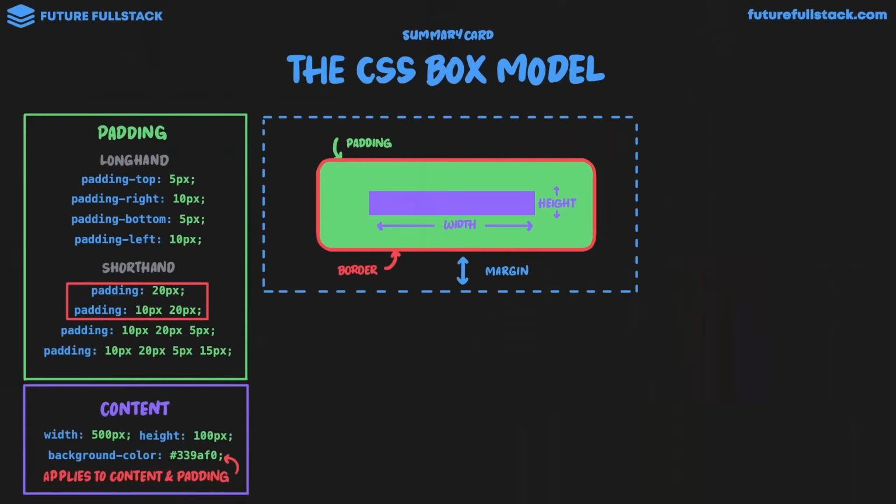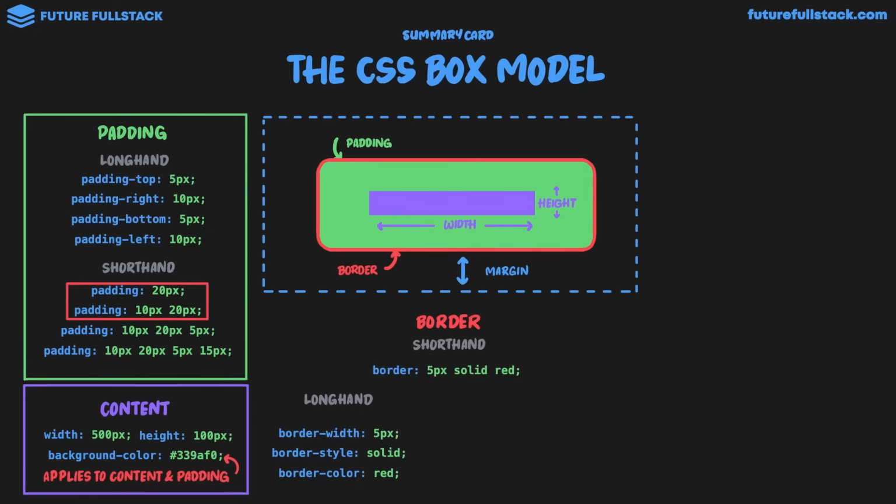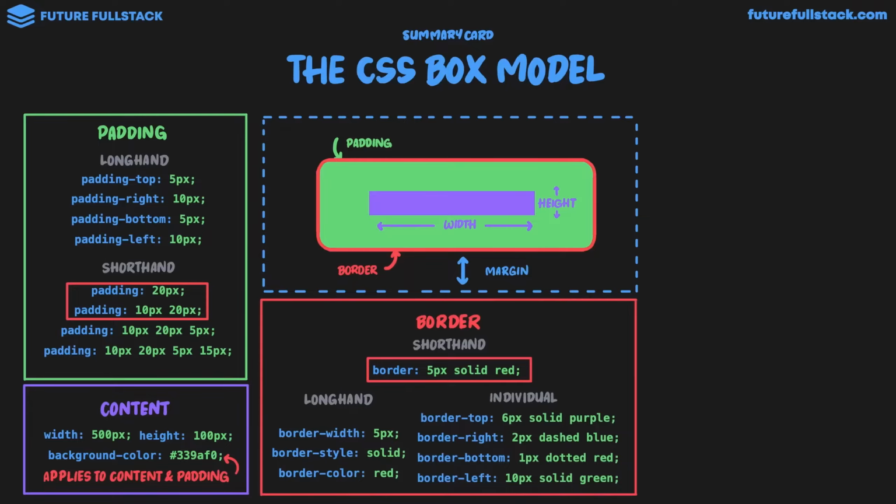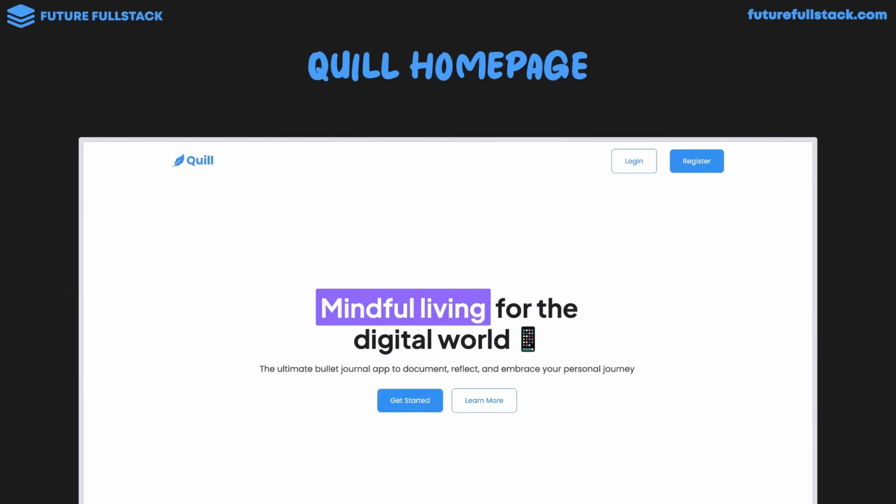So let's finish up by adding to our summary card the CSS box model. In this chapter, we looked at border. We first looked at the longhand border property, where we set the border width, border style, and border color independently. We then looked at the shorthand border property, where we're able to set the width, style, and color in one go. And we saw that this was the most commonly used border property. We also looked at setting individual borders, where we could set border top, border right, border bottom, and border left independently. So let's now go add border to the Quill homepage.